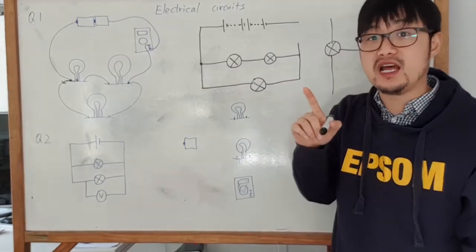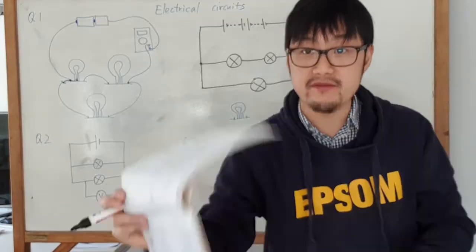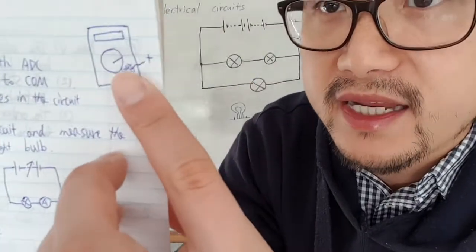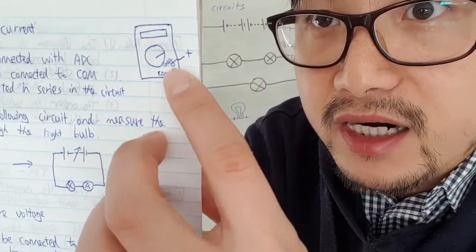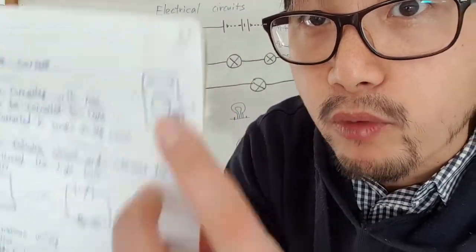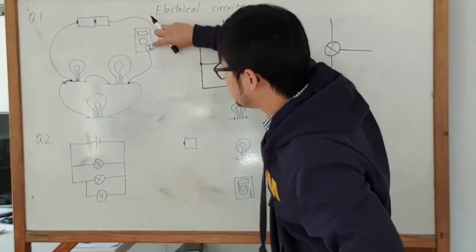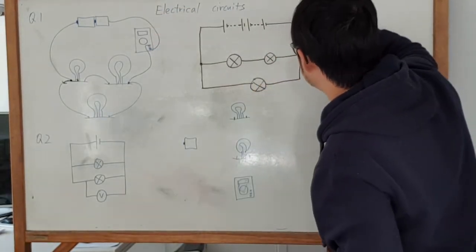And the other way of telling is by looking at the notes I gave you guys the other day. So when it's an ammeter, the positive needs to connect to the top one. Okay, so let's have a look. That's the top one being connected. Yes, that is going to be an ammeter.